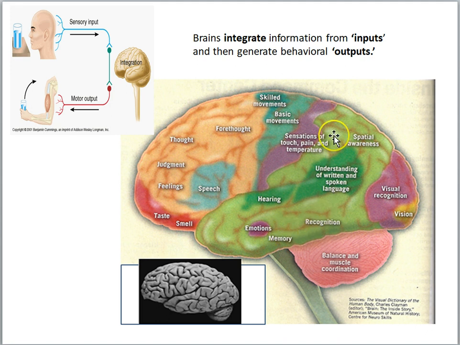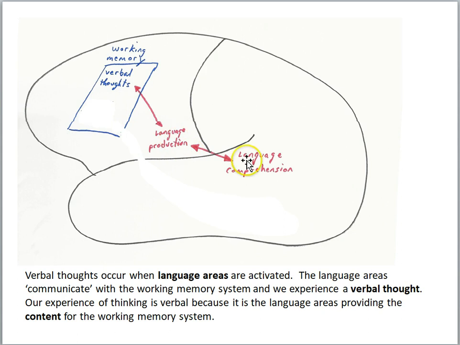Now, in the previous lessons, we learned about the functional organization of the cortex, and we noted that there was a speech region up here in the frontal cortex. It seems to be activated when we are speaking, processing speech, and so on. And there's a posterior region that seems to be important for understanding written and spoken language. So we're going to call these language areas of the brain. So the idea then is when we're having a verbal thought, it's the language areas that are getting activated and providing the contents to our working memory system. So our thought is verbal because it's the language areas that are the ones providing the contents of the thought.